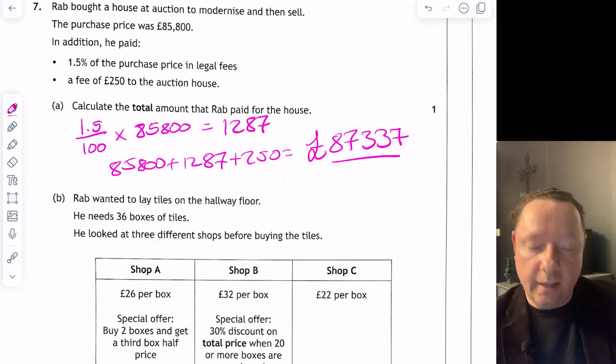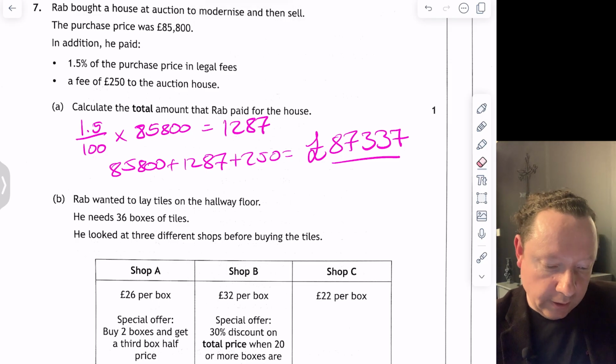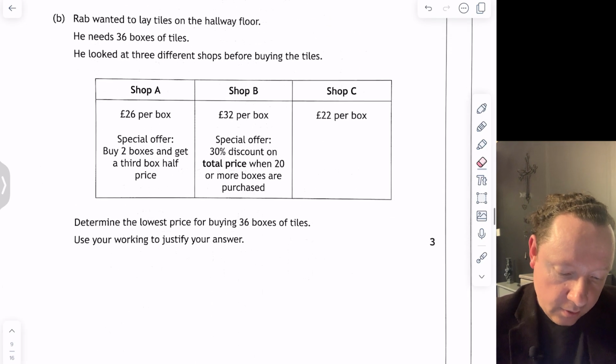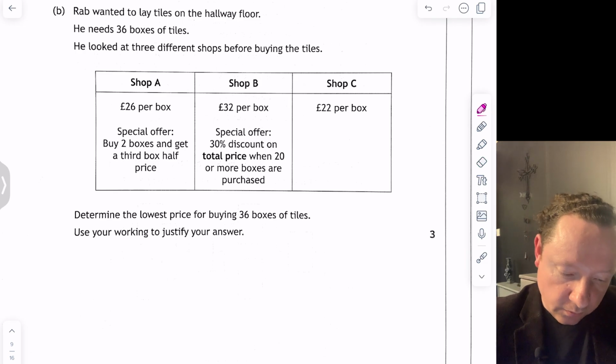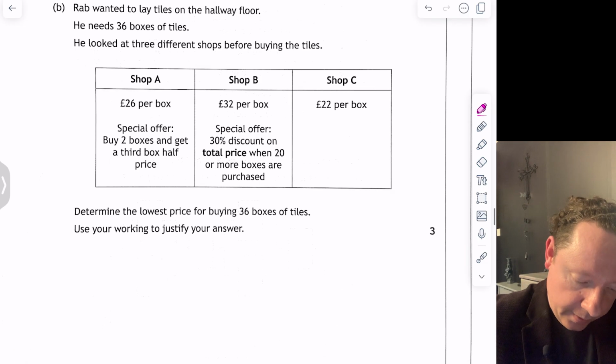Okay, part B. Rab wanted to lay tiles on the hallway floor. He needs 36 boxes of tiles and he looked at 3 different shops before buying. What's the lowest price for buying 36 boxes of tiles? So we need to do best buy for shop ABC. So let's start with A.